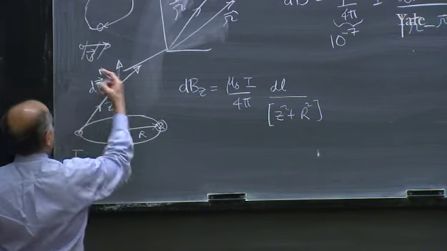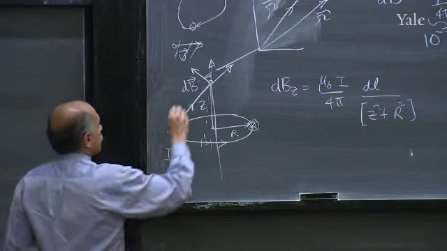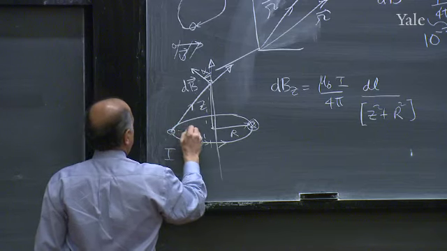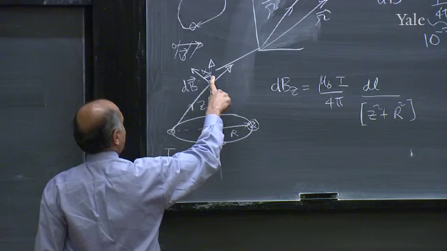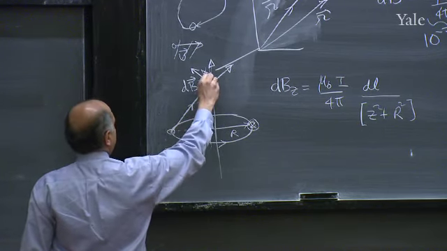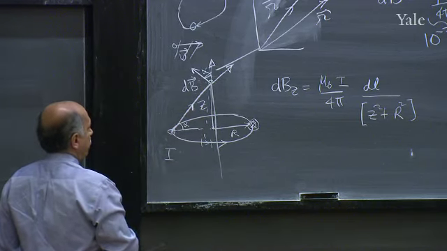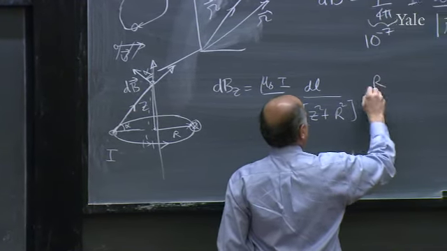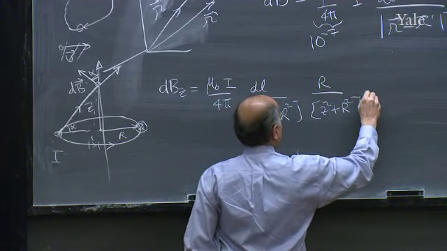Well, that'll give you this part, but I want that part. So that's cosine of this angle alpha. Now let's see where I can get the same cosine. The angle between two lines is the same as the angle between the perpendiculars. So that guy is perpendicular to this guy is perpendicular to that guy, so that will also be alpha. And cosine alpha will be r divided by (z squared plus r squared) to the 1/2.